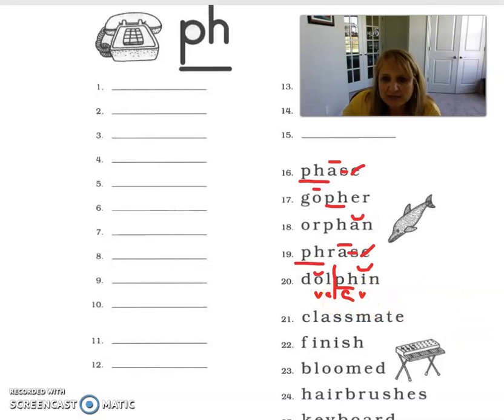Okay, our last 5 words are classmate, finish, bloomed, hairbrushes, keyboard. Would you pause the video for a minute and write those down? And when you come back, I will have them coded and you can check yours with mine.